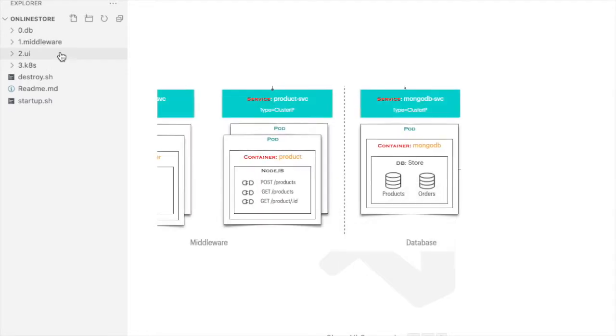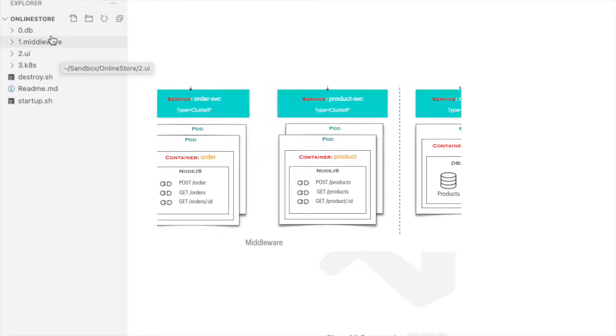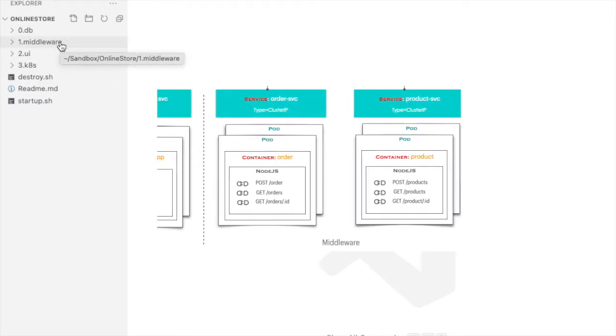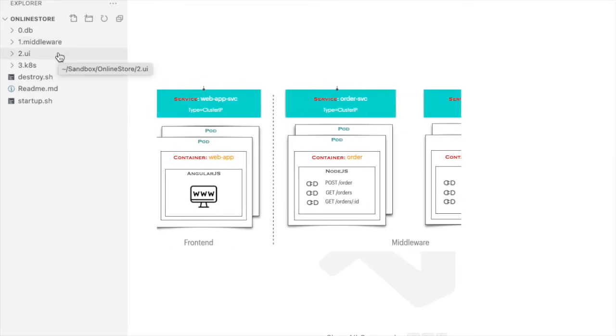Now that we are ready to dive deeper into our code, let's first try to look at how the code is structured in our Visual Studio Code. We have created a directory structure that is similar to that of the layers of our architecture. For example, we have created three separate main directories for the database layer, middleware layer, and the front end.